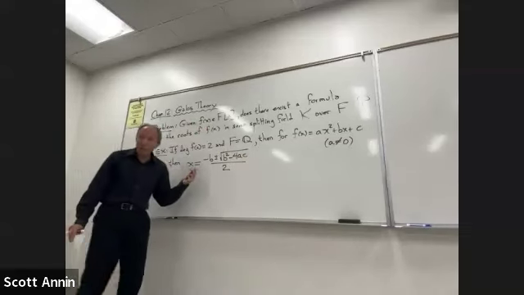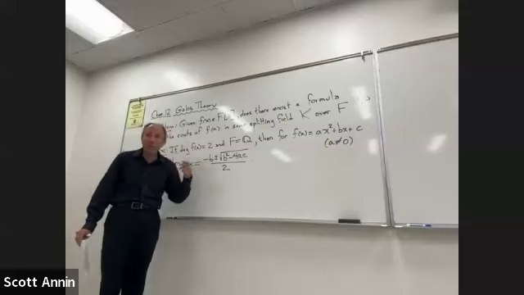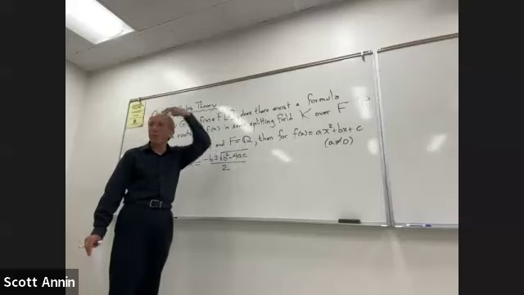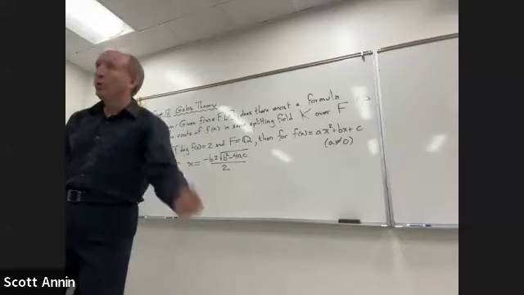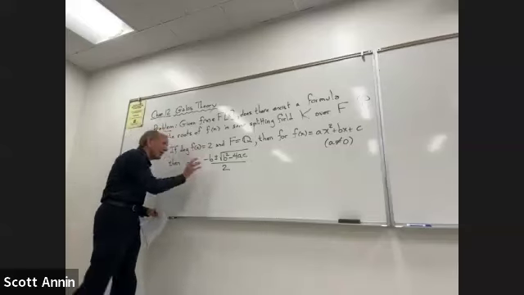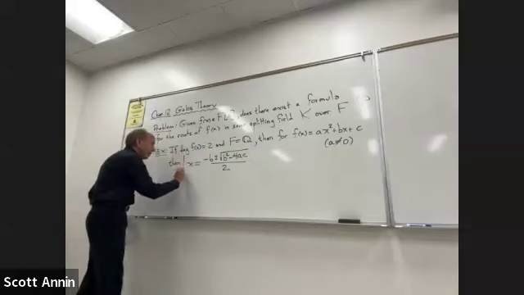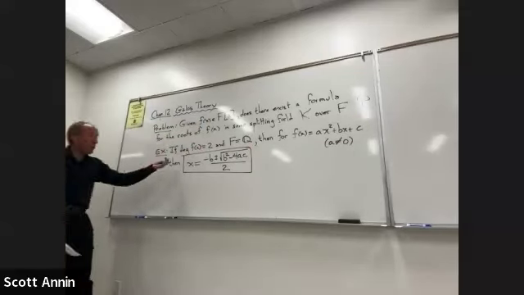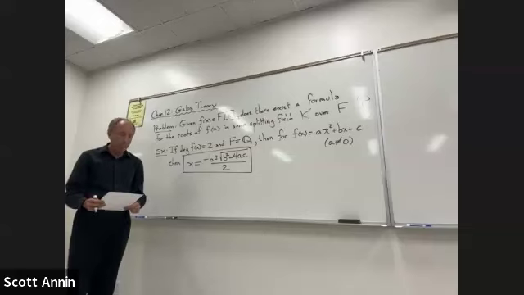Now, there would be some fields over which this would not make sense. For example, Z2. If the field was Z2, then in that realm, 2 is the same as 0, and now you're dividing by 0 here. So we can't really apply this formula in every universe that we could be considering, but that's the quadratic formula that everybody knows about.